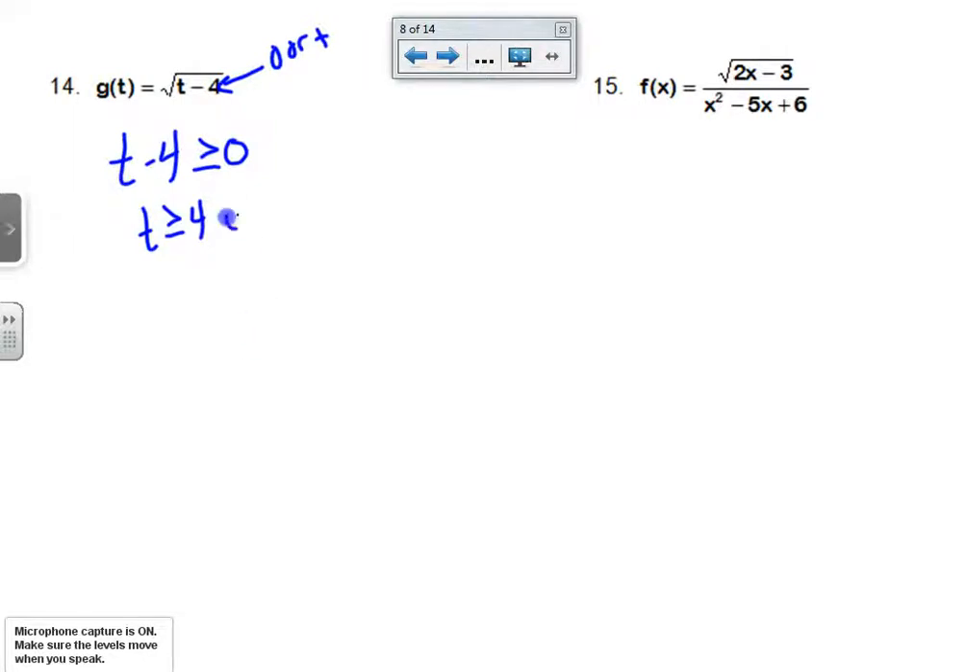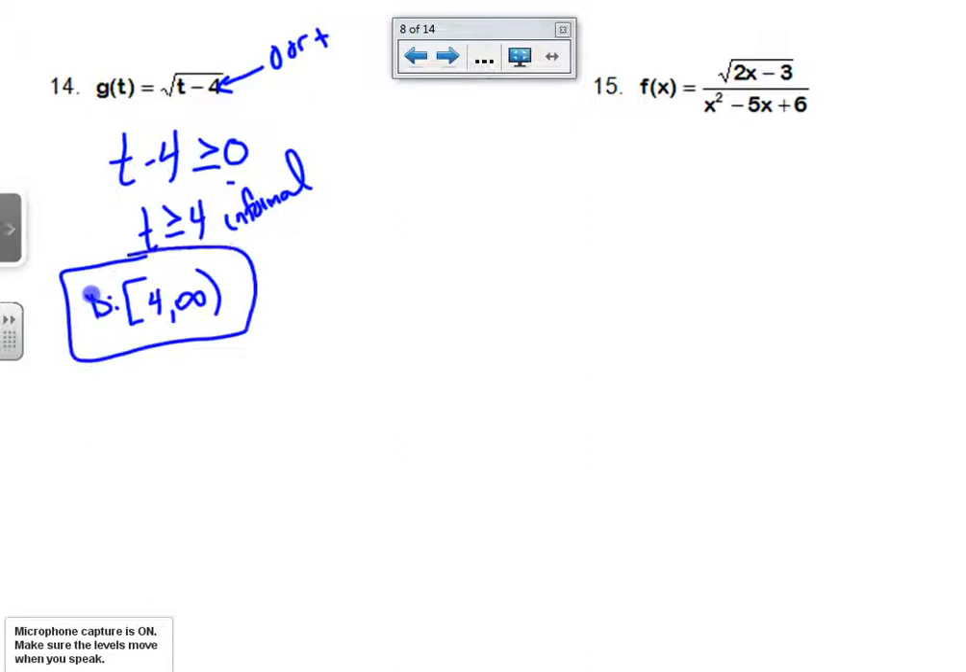Now that's the informal notation. The formal notation would be greater than or equal to 4, would start with the number 4, and then go to infinity. This is the domain notation that I prefer for you guys in college algebra, because that's what you need to know for college.